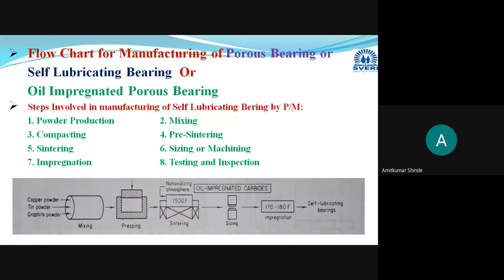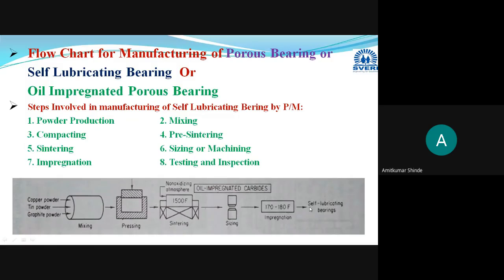Now, why is this bearing termed a self lubricating bearing? Because in the impregnation process the pores are already filled with oil, and when you use that component in actual service, no extra lubrication is needed. Automatically, during functioning, this oil will be released and it will act as a lubricant. Means there is no extra lubrication required for these kinds of bearings.